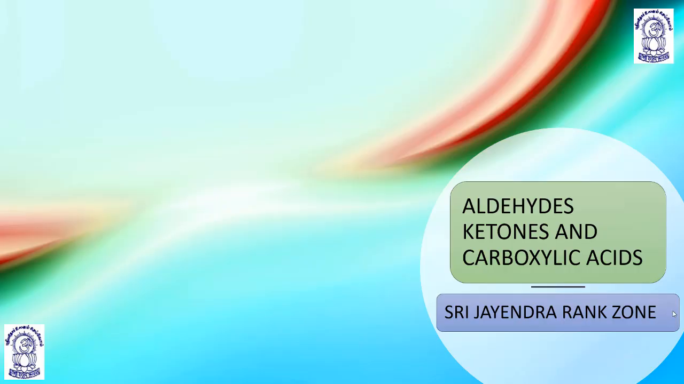My dear students, today we are going to start with the study of aldehydes, ketones, and carboxylic acids. In this lecture, we will study how to write the common names and IUPAC names of aldehydes, ketones, and carboxylic acids, how to write the structures of the compounds containing functional groups, namely carbonyl and carboxyl groups, and their physical properties. So let us start with aldehydes, ketones, and carboxylic acids.